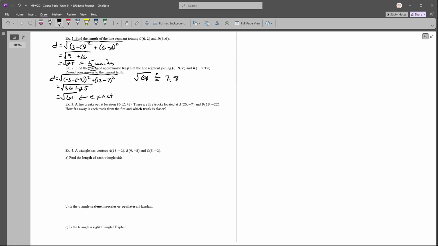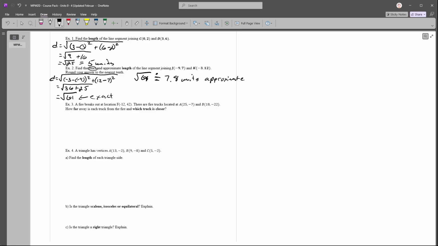units. Why did I stop at one decimal place? Because it said round to the nearest tenth. So 7.8 units. This is our approximate answer. Most of the time, you don't want the approximate answer. You might be like, but why? I understand that number easier than I do root 61.